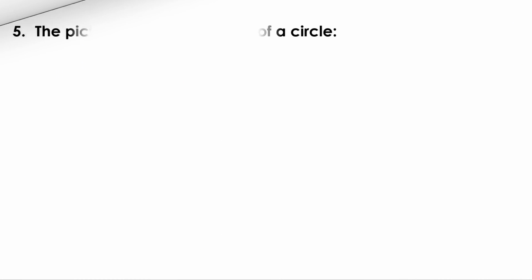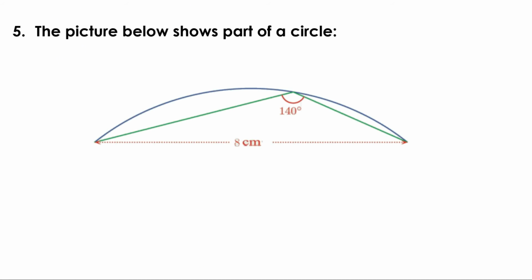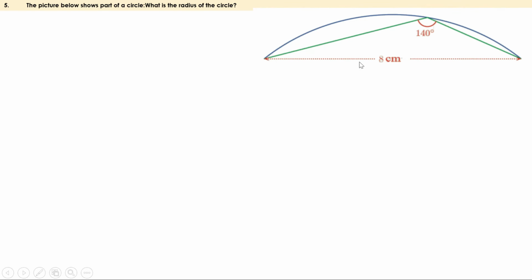Another problem. The picture below shows part of a circle. What is the radius of the circle? Here, the length of this chord is 8 centimeter. This angle is 140 degree. Therefore, half the central angle made by this chord is 40 degree. We know length of any chord is double the product of the radius and the sine of half the central angle. Therefore, length of this chord is equal to 2r sine 40 degree.